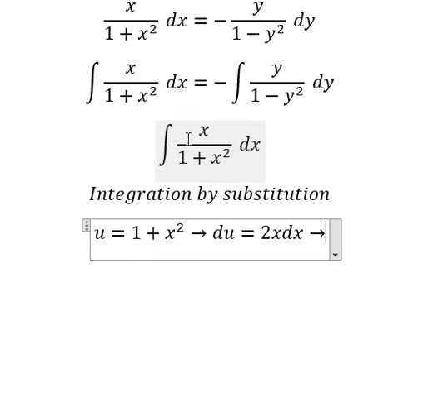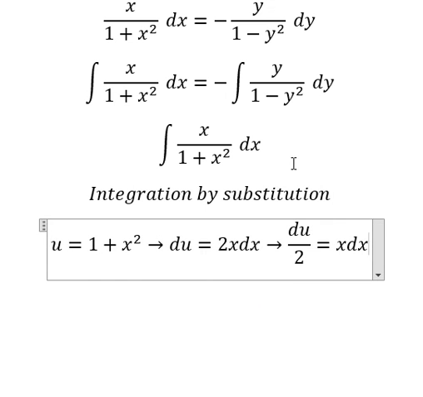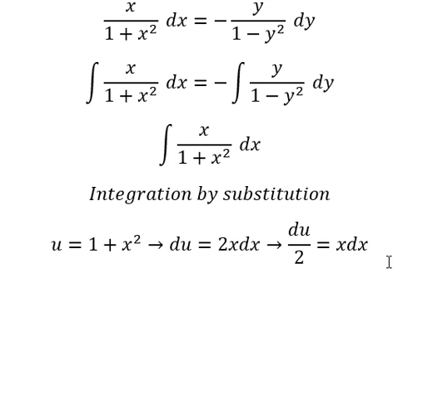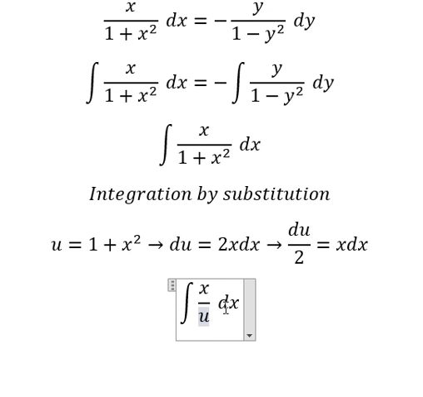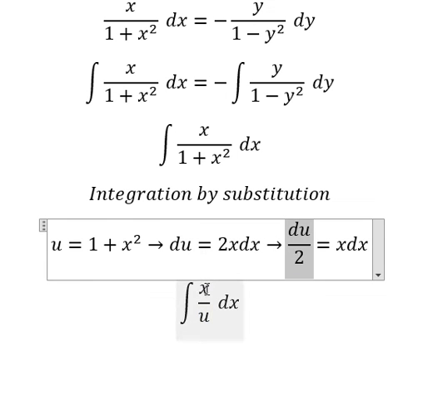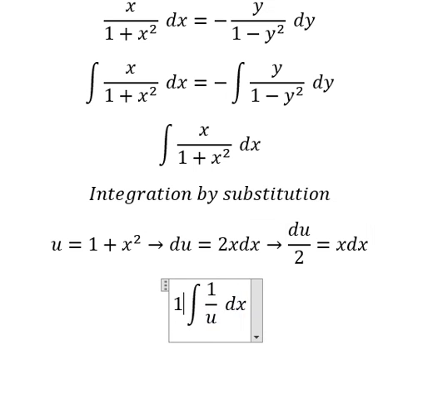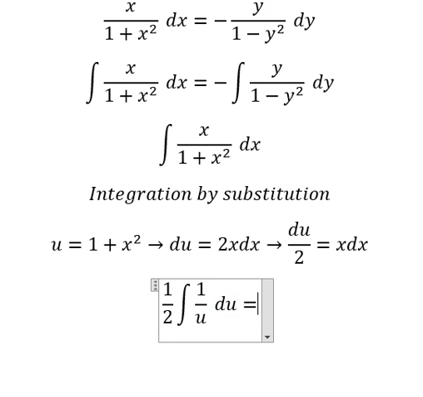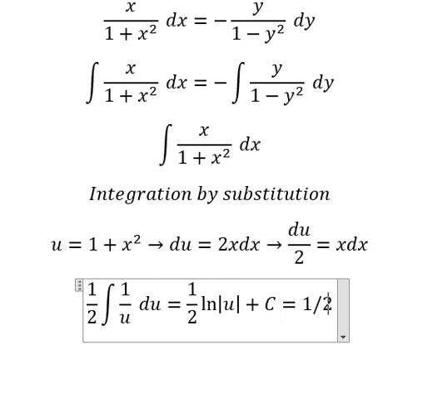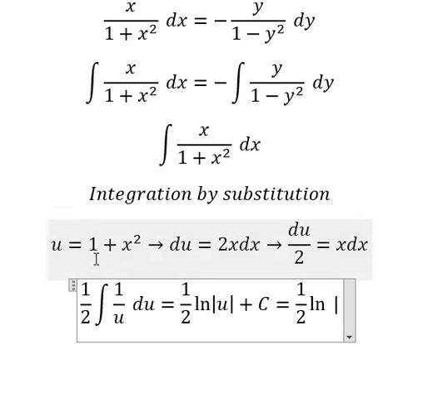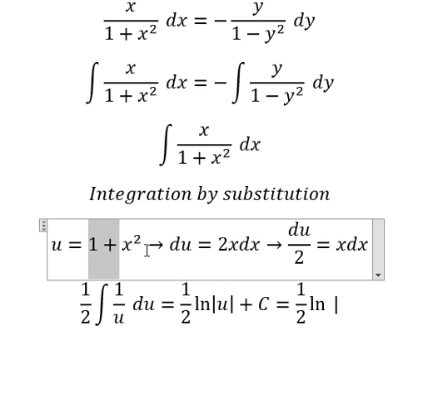Because we don't have the number 2, we divide both sides by 2. So this one we change by u, and the s we change by this one. And now we have the final answer in here, about u.